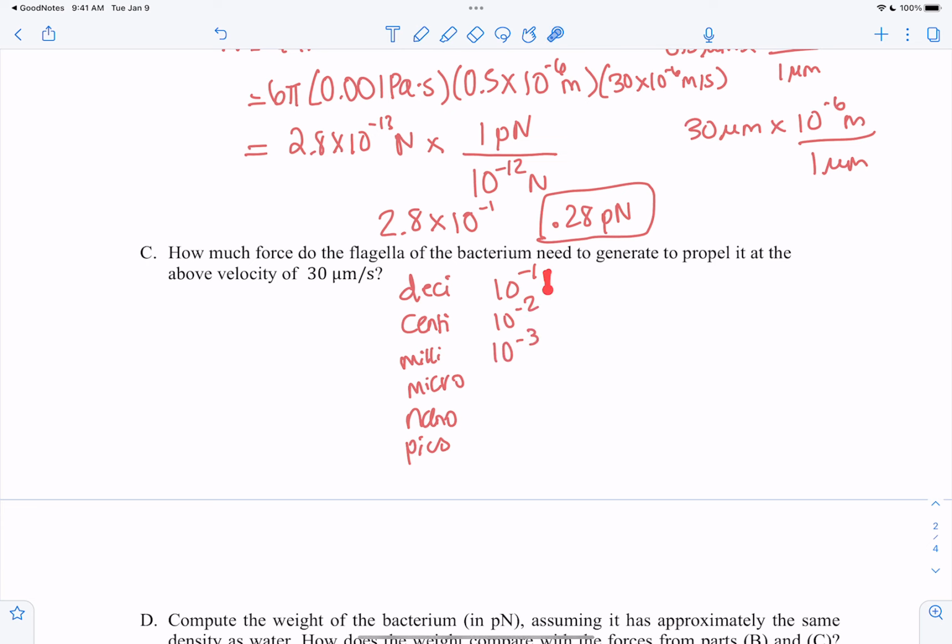So it goes 1, 2, 3. And then they start increasing by 3, basically. So 10 to the negative 6, 10 to the negative 9, and 10 to the negative 12. That's how I memorized them real quick. Deci, centi, milli, micro, nano, pico. And then it goes 1, 2, 3, and then you start increasing by 3. So 3, 6, 9, 12.